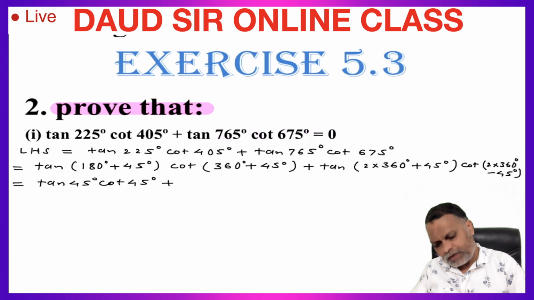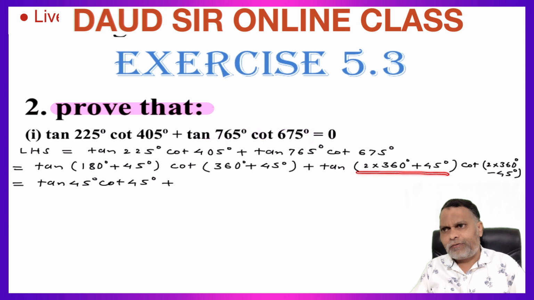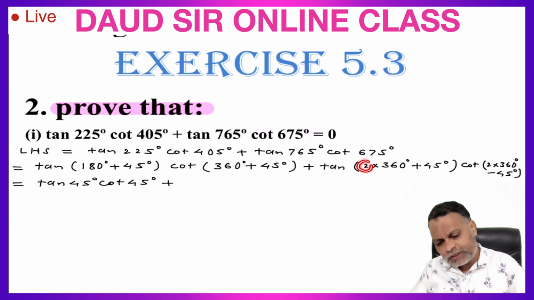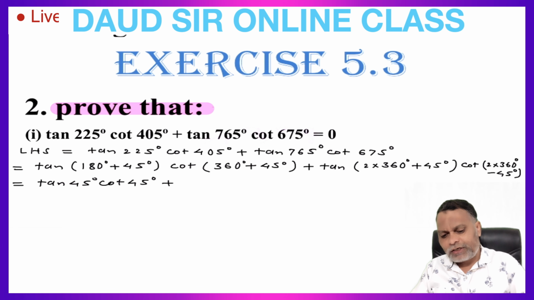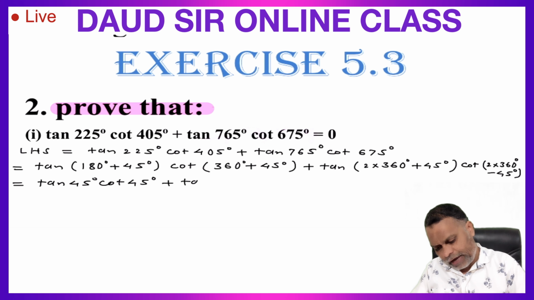Plus this tan 2 into 360 plus 45. We can read it n into 360 plus theta. N into 360 plus theta is equivalent to 360 plus theta only. This 2 is the number of rotation. So we can read this 360 plus theta, and 360 plus theta lies in first quadrant. In first quadrant, all trigonometrical ratios are positive. This is tan, so plus sign. In case of 360, there is no change. So write this tan 45.